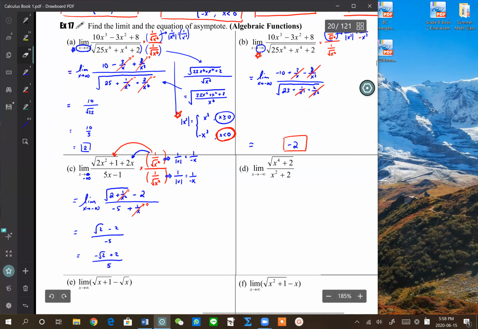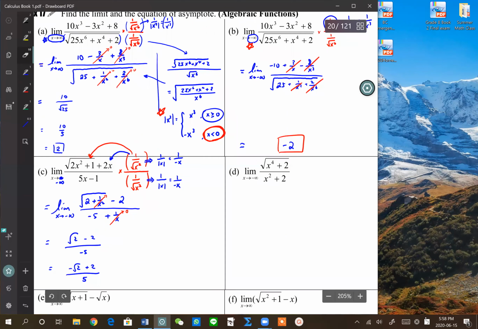So question D, after you finish, also please raise your hand. D should be easier. Okay, it doesn't have different things. Okay, so this one is also negative infinity.